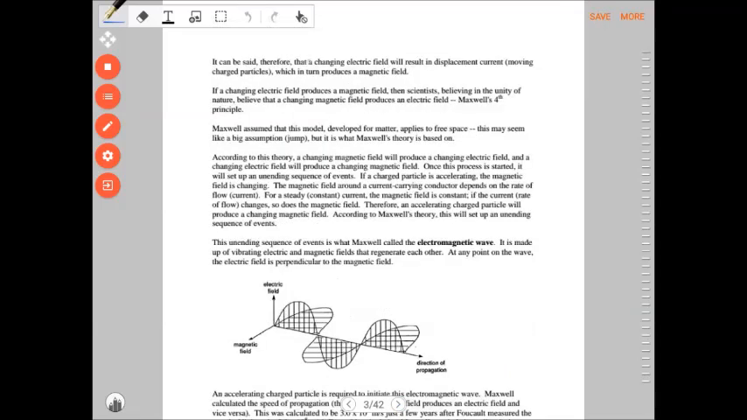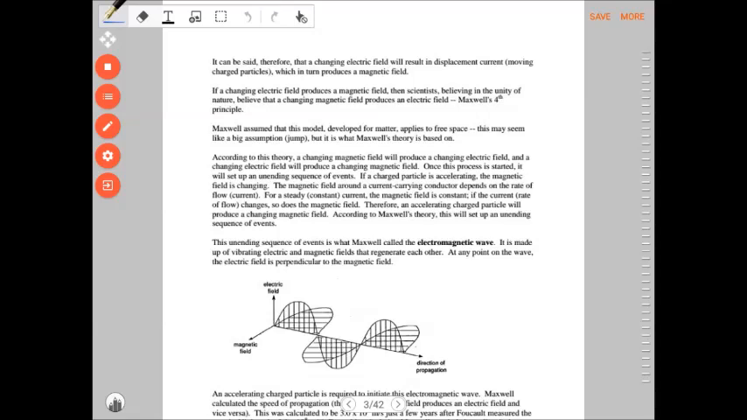It can be said, therefore, that a changing electric field will result in a displacement current, moving charged particles, which, of course, you know from last unit, produces a magnetic field. If a changing electric field produces a magnetic field, then scientists, believing in the unity of nature, believe that a changing magnetic field produces an electric field. Of course, that's Maxwell's fourth principle. Maxwell assumed that this model, developed for matter, applies to free space, and this may seem like a big assumption, but it's what Maxwell's theory is based on.